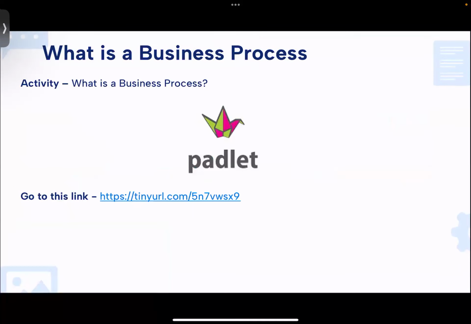Okay, so we'll start with a small question. You don't need to go to the Padlet for this one. For this one, you can use the chat option or the voice option. Can you all identify what is a business process? So now you know what is a process. So then what is a business process? I will give you a couple of minutes to answer. So what is a business process actually?